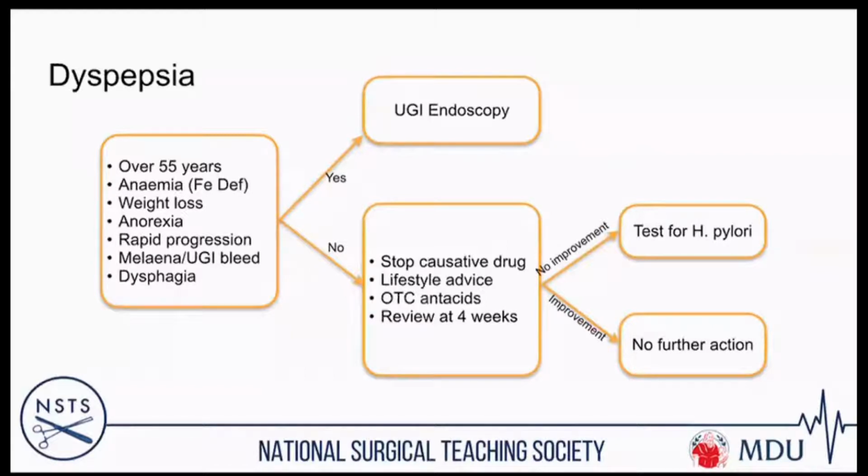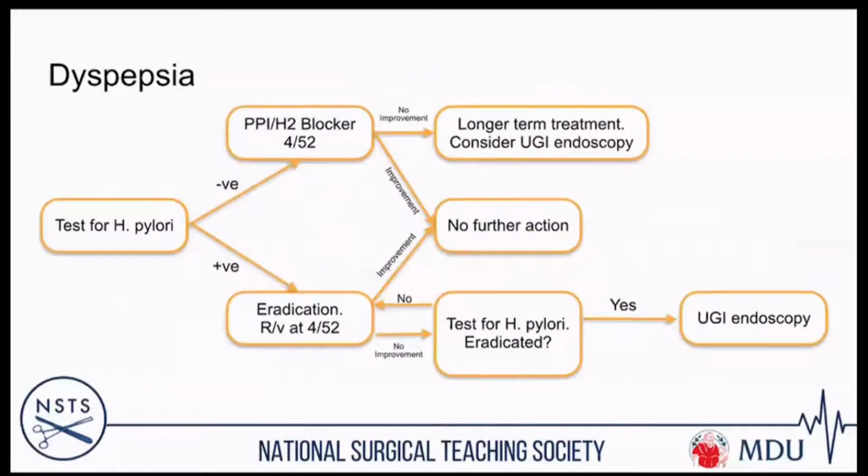So, if they've got H. pylori, there are various tests: you can do a stool antigen test, or if they've had an endoscopy, you can use the CLO test, you can use a urea breath test as well. But if they've got it, you can eradicate it with omeprazole, metronidazole, co-amoxiclav, and review at 4 weeks. If they've got better, fine, you've won. If they've not got any better, test them again, because your eradication technique might not have worked.